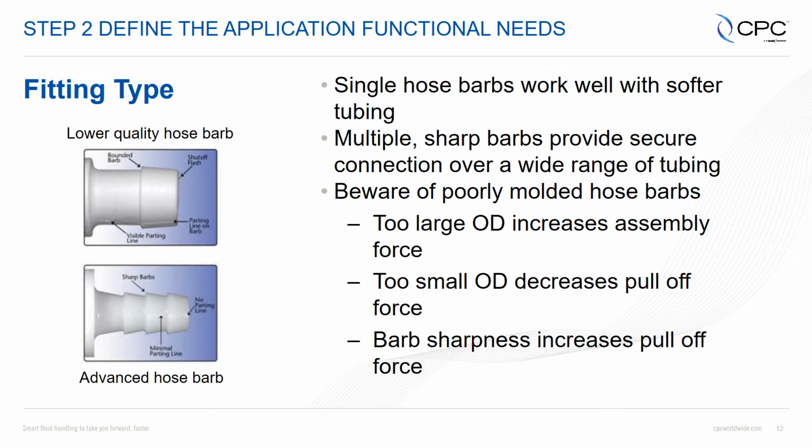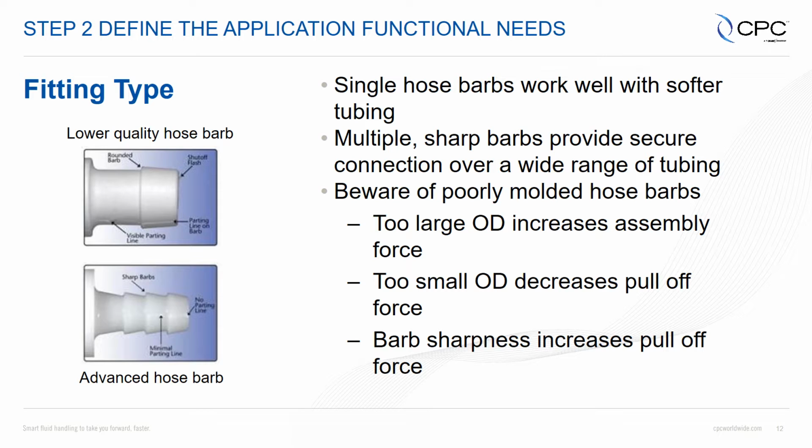Now some manufacturers will make the claim that a single hose barb is always better. And that may be true if they're comparing that to a poorly made triple barb design, an example of which is in the lower photo there on the left. However, you can make poor single barbs and you can make poor triple barbs, and an example of a poor single barb is at the top. CPC does some very unique things in the tooling that we use to manufacture our parts to make triple barbs that are the best in the industry.